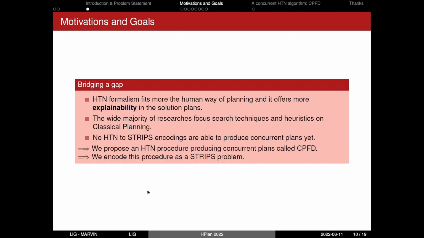Now let us talk about our motivation for translating an HTN problem to a STRIPS problem. First of all, HTN planning is more expressive than STRIPS planning, and it also fits way better into the human way of planning, and offers plans that are more explainable for a human being. However, the vast majority of researchers focus on search and heuristics of STRIPS planning and do not focus very much on HTN planning. So translating HTN planning to STRIPS planning is a way to alleviate these discrepancies.